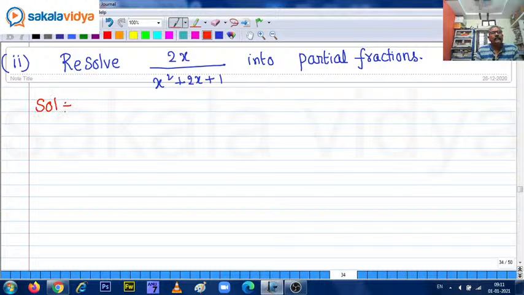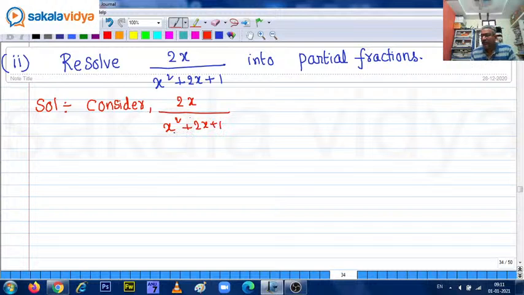Solution. Consider this 2x upon x square plus 2x plus 1. Just observe this f of x upon g of x. The denominator is a quadratic expression.